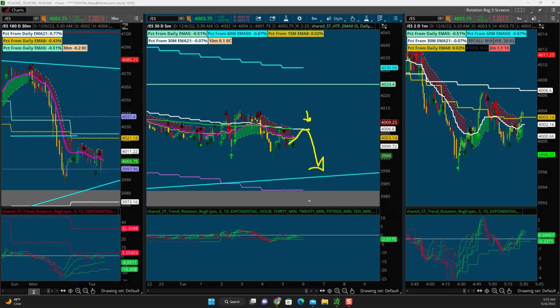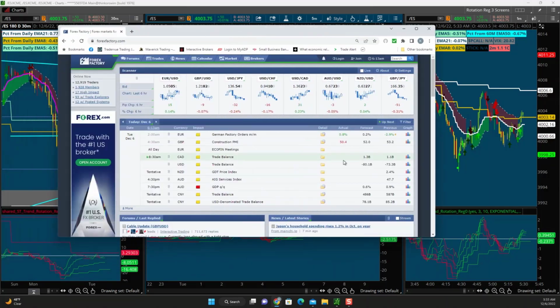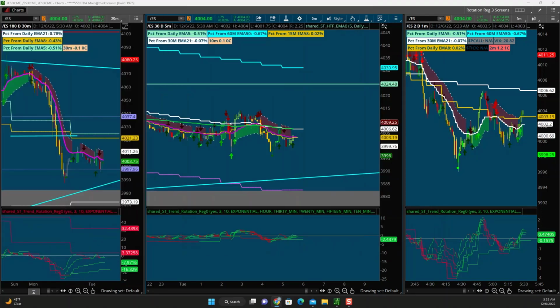So that's my plan. Kind of a tricky spot for the day. And also, just to keep everyone in the loop, we have no crazy economic data according to forexfactory.com, where there may be some economic news that we need to be aware of before initiating a position. But that's my plan today.